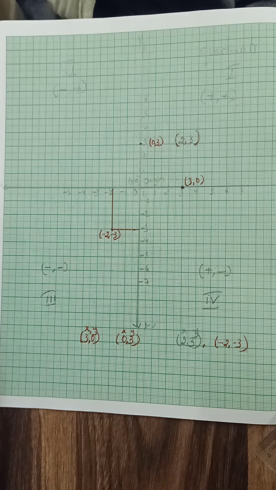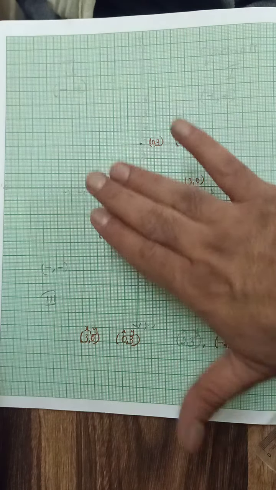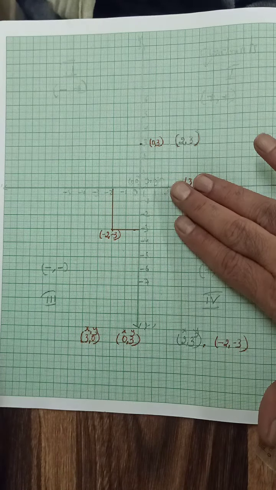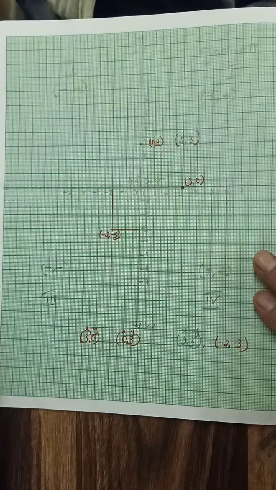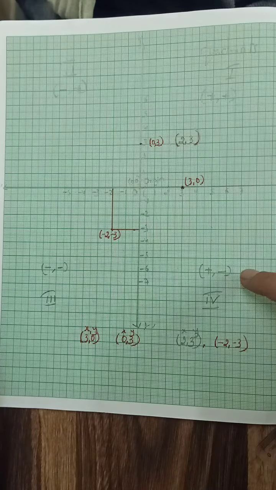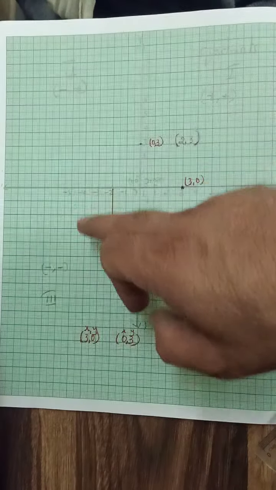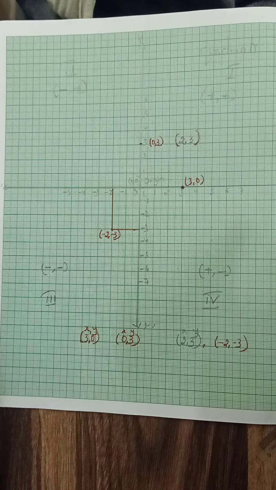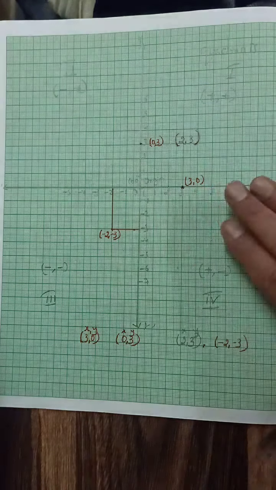So the majority of the problems will be related to this. You will be given some points and they will ask you to plot them on a graph paper, and after plotting you have to join all the points and mention what type of figure you are getting. That is one thing.